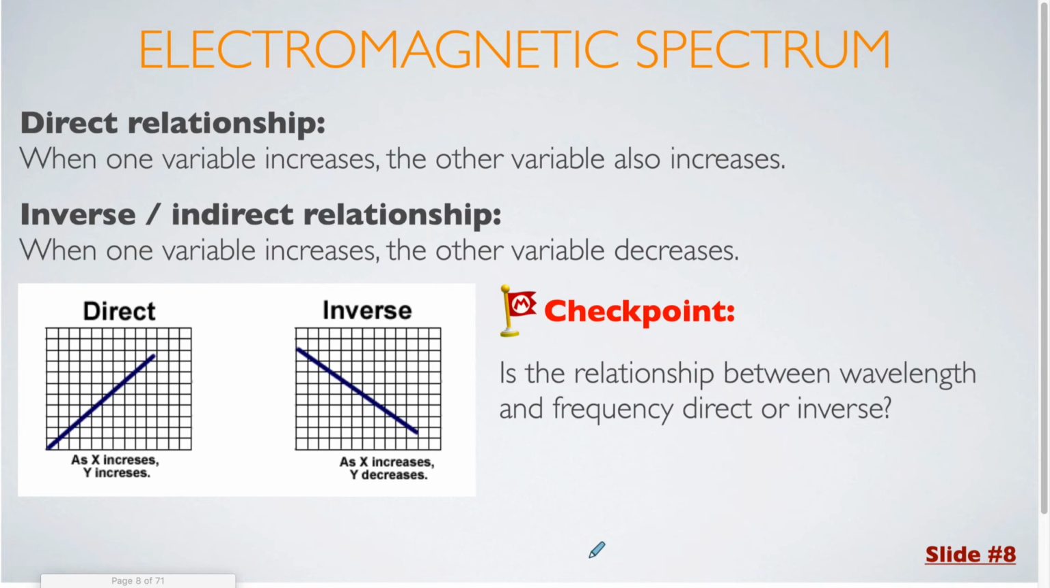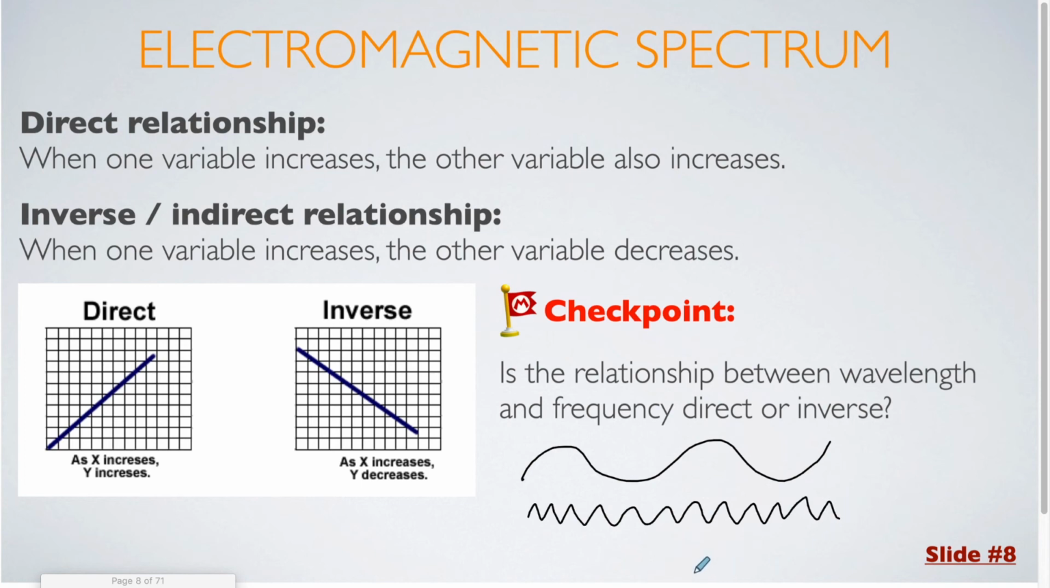Now for our next checkpoint question, it says, is the relationship between wavelength and frequency direct or inverse? So if you think back to our previous slide, we saw that as we were getting longer waves, our frequency was less. And as we had shorter waves, our frequency was more, because we could fit more waves within the same amount of space. Based on that, we can say that this is an inverse relationship. So you will be expected to be able to classify different types of relationships between wavelength, frequency, and energy.